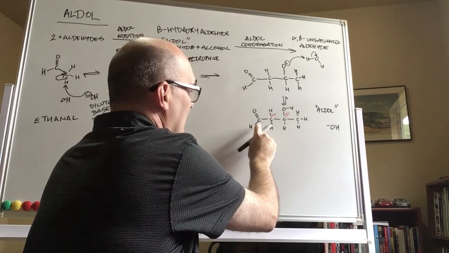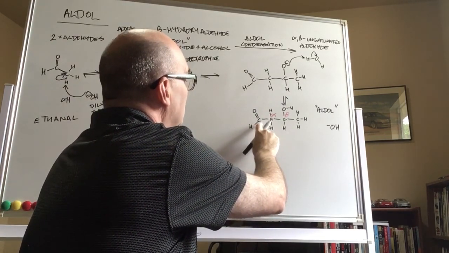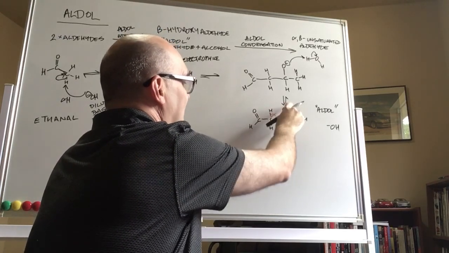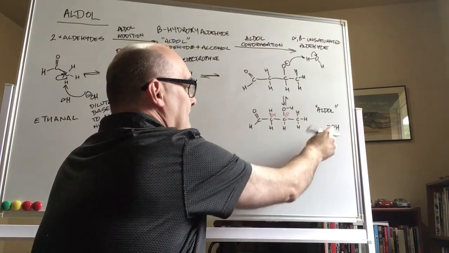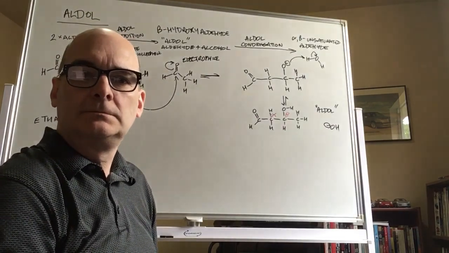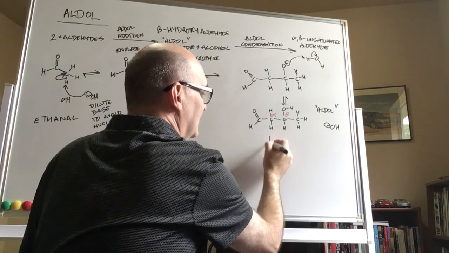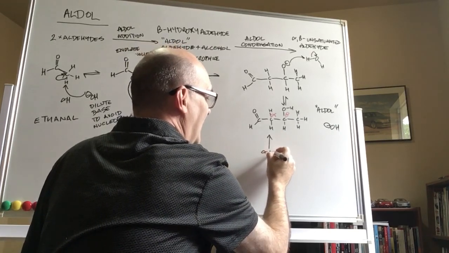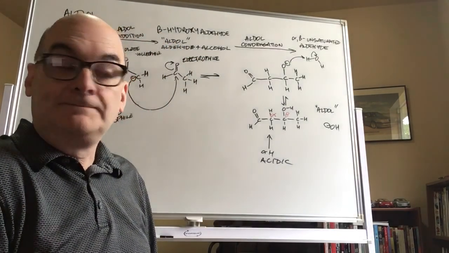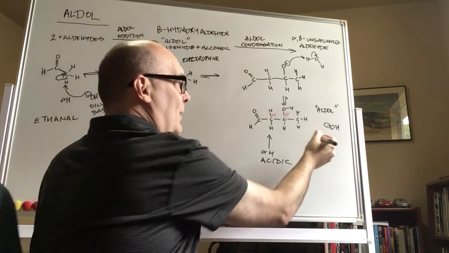Here's my product. My product of an aldol addition is a beta-hydroxy aldehyde. And I still am in base. These hydrogens, alpha hydrogens, are acidic. So let's go take one.